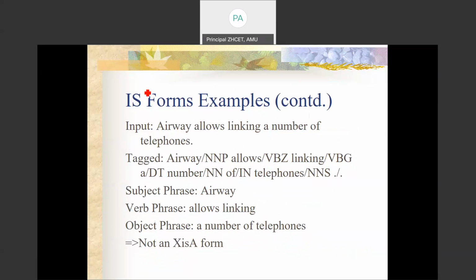Airway allows linking a number of telephones. If I use this sentence and give it to the is-form method after tagging, my verb phrase is "allows linking", which is not a variation of "is", right? So this may be the subject, this may be the object, but since the verb is not one of the forms of "is", it will return not an X is A form. So this is about X is A.